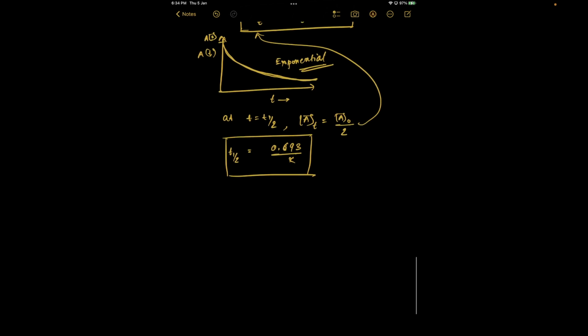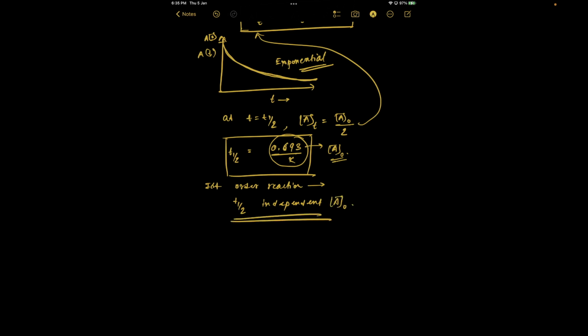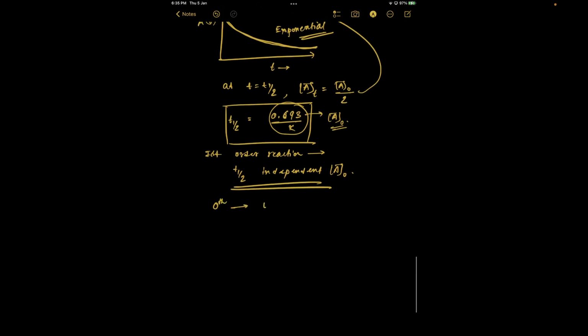Now look at this. For the first order reaction, it is important that the half-life period is independent of the reactant concentration, right? There is no A0 term in the expression here. That's why it is just 0.693 divided by the rate constant, and t half is independent of the reactant concentration A0. So this is important: for a zeroth order reaction, t half is proportional to reactant concentration A0. For a first order reaction, t half is independent of reactant concentration A0, right?